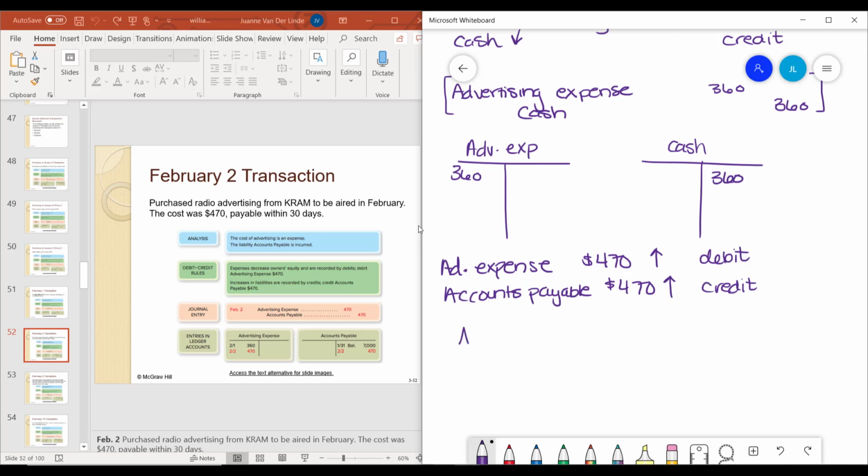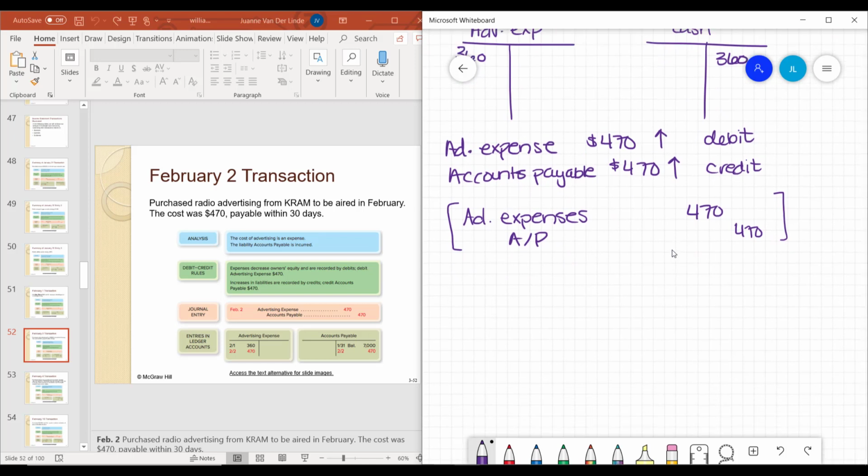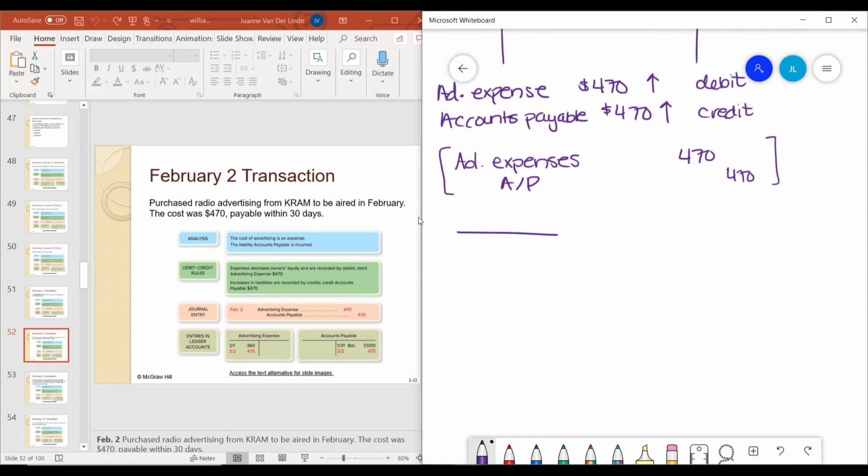We do the debit first, and expenses are always debits anyways. Anytime you record an expense, it'll always be a debit. Debit advertising expense for $470, and I'm going to skip a line, indent a little bit, and credit accounts payable for $470 as well. Now I want to post that to my T accounts. I have advertising expense, and then I have accounts payable. Advertising expense is being debited, so I see that on the left here, left-hand column, and accounts payable is being credited on the right-hand side.